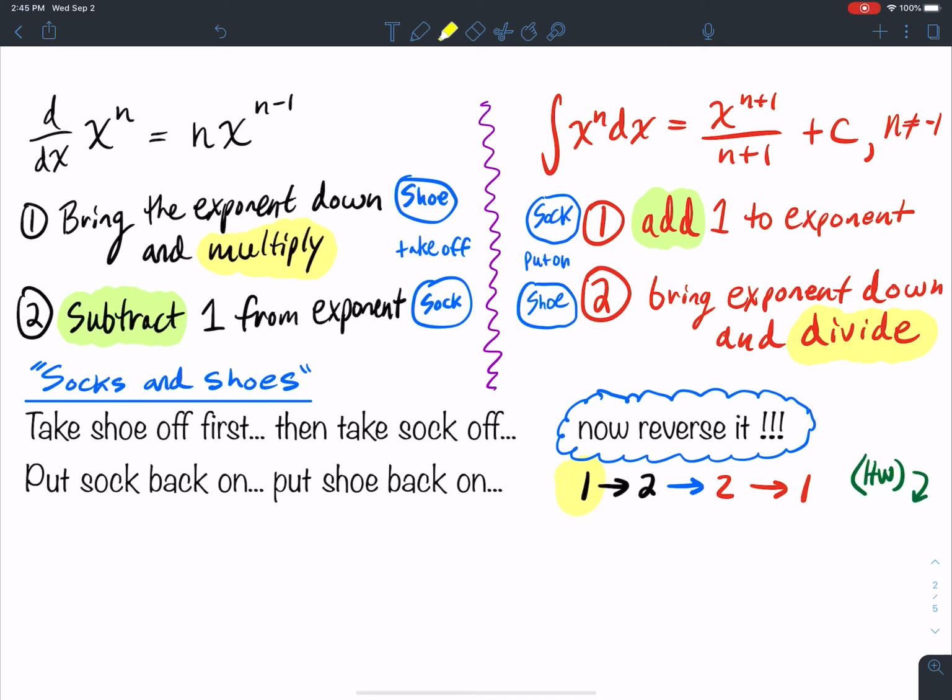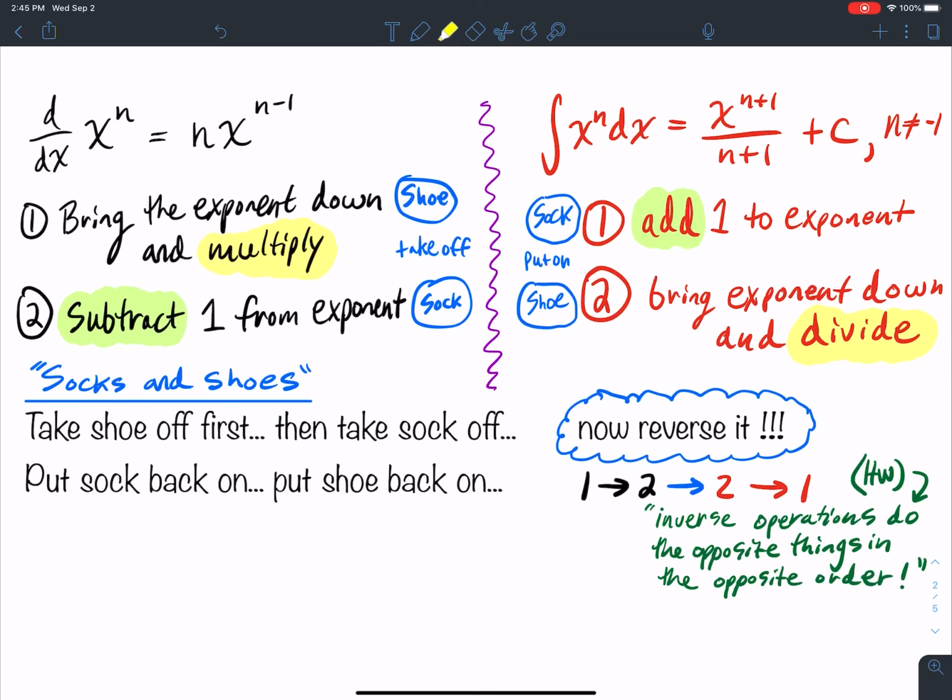So take off the shoe, take off the socks, put back on the socks, put back on the shoe. So the inverse operations do opposite things in opposite orders. Here it was 1, 2, and then here it was 2, 1. And so I did multiply, subtract, and then I had add, divide.